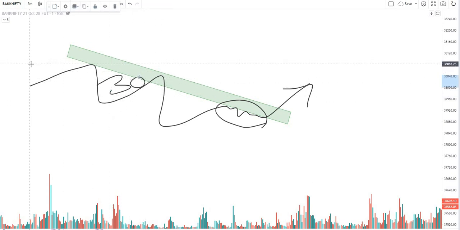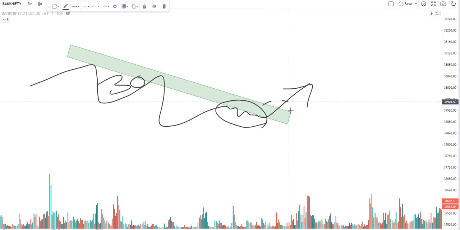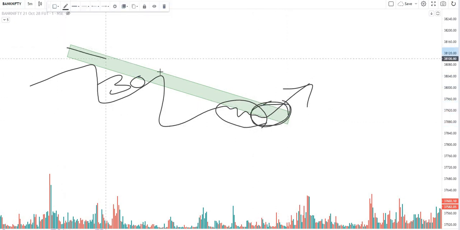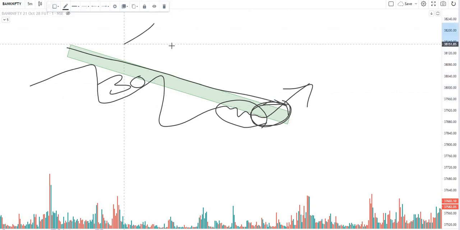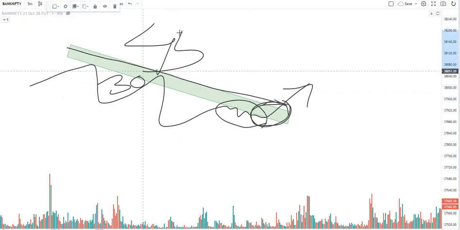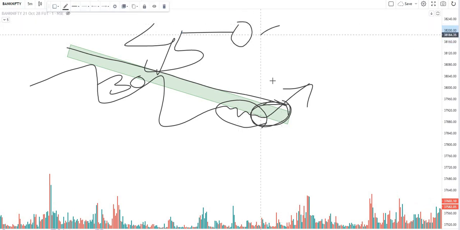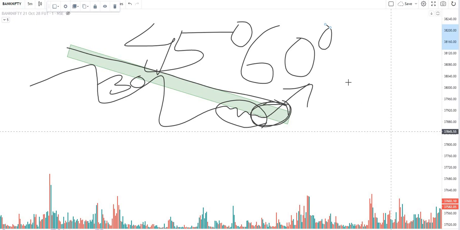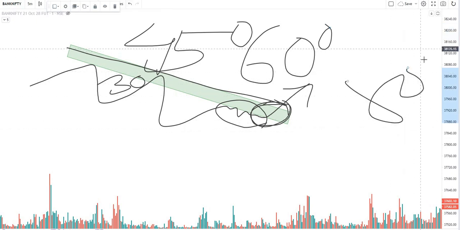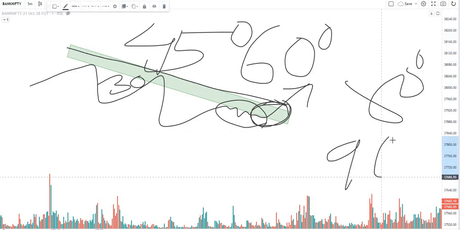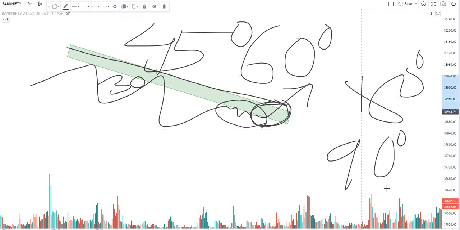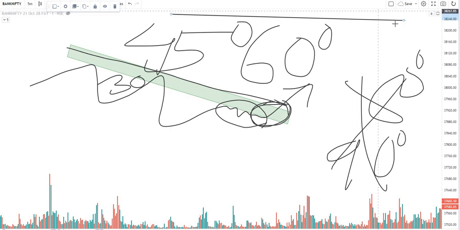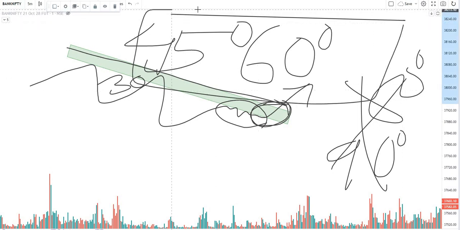So it is really a good breakout. And this angle, what I am saying, must be 45 degrees or 60 degrees. It is really helpful, but don't go for 80 degrees, 90 degrees or more. Don't follow this type of angle. These two angles always give you good chances of a breakout.